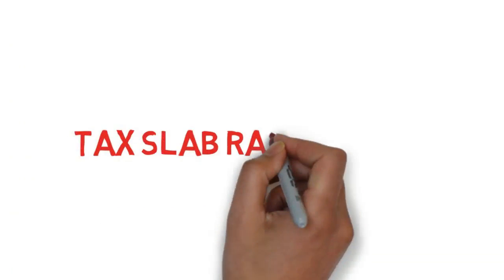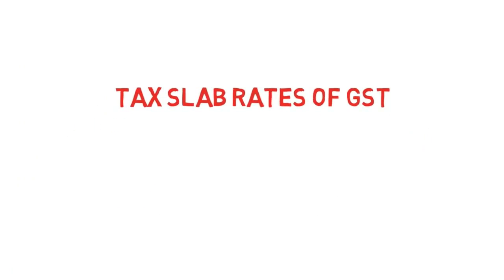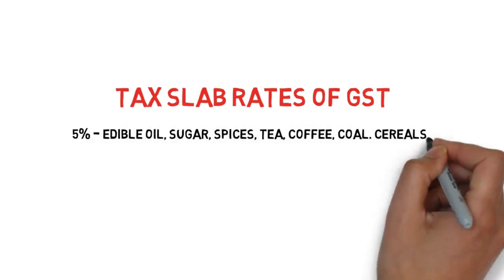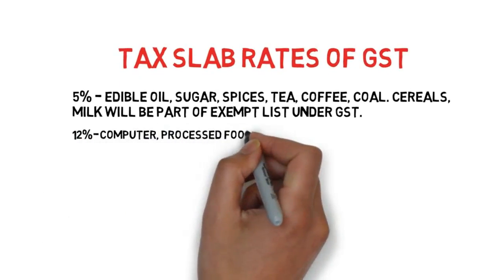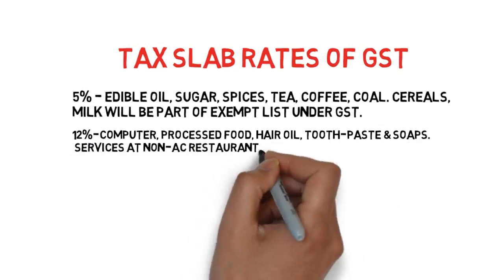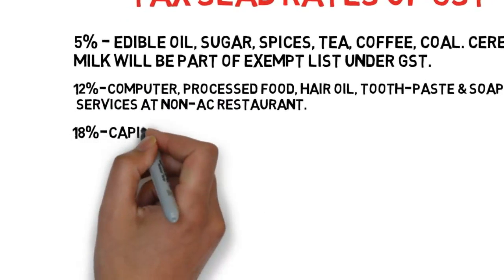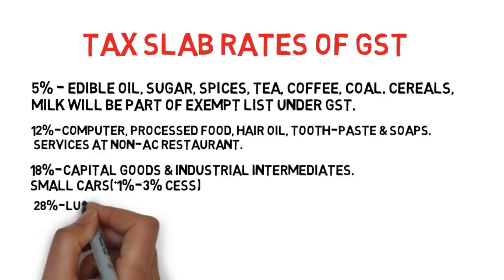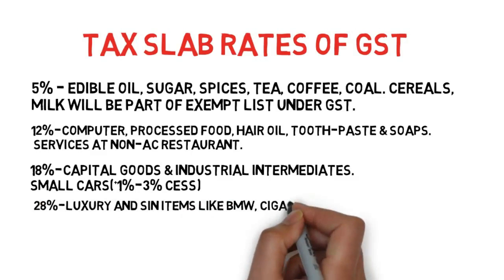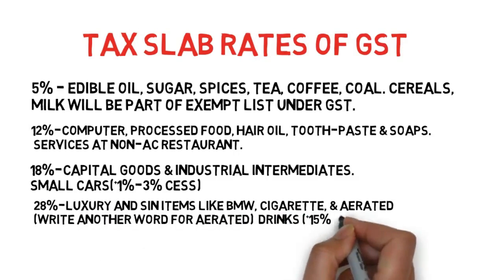Now let's talk about tax slab rates of GST. First, 5% for edible oil, sugar, spices, tea, coffee, coal, etc. 12% for computers, processed food, hair oil, toothpaste and soaps. 18% for capital goods and industrial intermediates. Next, 28% for luxury and sin items like BMW, cigarettes and aerated drinks.